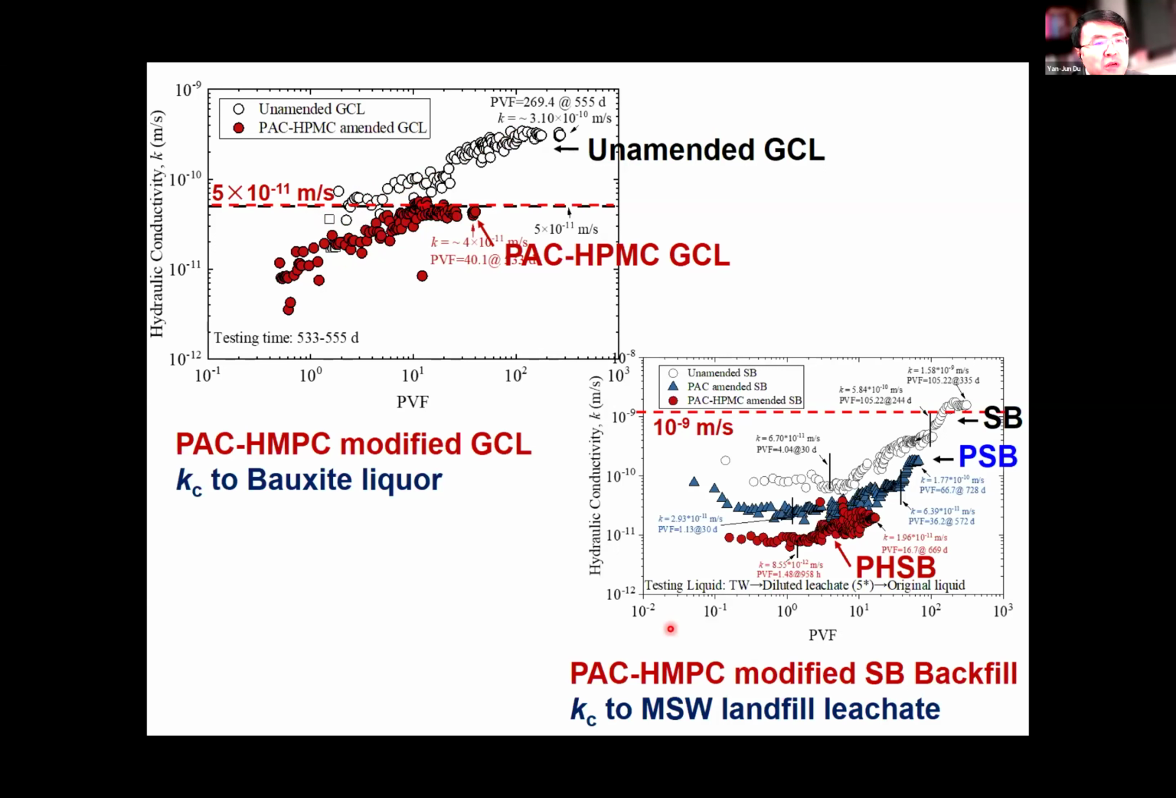We also use the landfill leachate to test the Kc of the amended backfill. As you can see, the composite polymer amended SB backfill has the lowest Kc. The PAC alone, that means single PAC amended SB backfill, the Kc is moderate. For the unamended backfill, the Kc is highest and even higher than 10⁻⁹ meters per second.